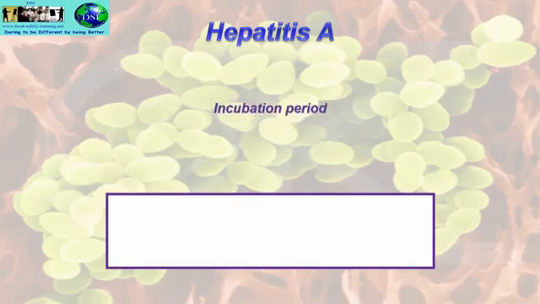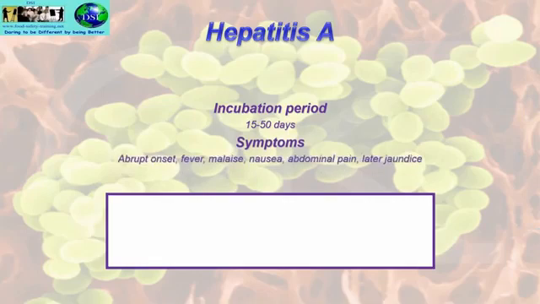Hepatitis A. There are about 7 different types of hepatitis, but A is the one that's contracted mainly from food. The incubation period is 15 to 50 days, so quite a long period of time. Symptoms, abrupt onset, so it happens quite quickly once the incubation period is over. You'll get a fever, malaise, nausea, abdominal pain, and later jaundice. Which means that it does start to affect the liver. So hepatic obviously comes from the Greek word meaning liver. So this is what it affects.